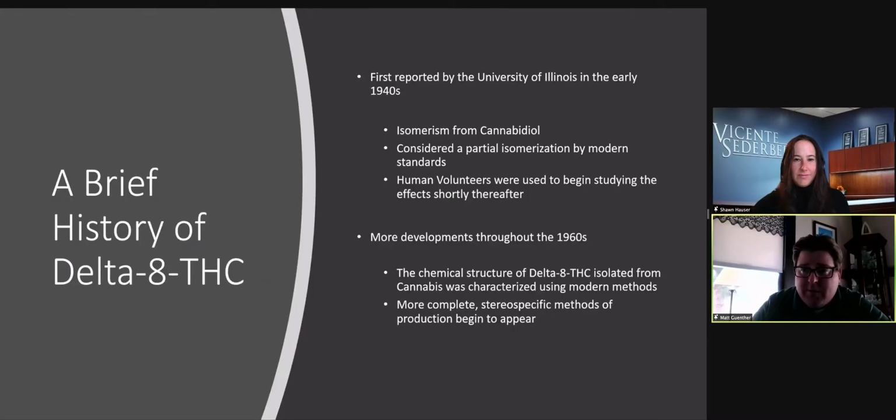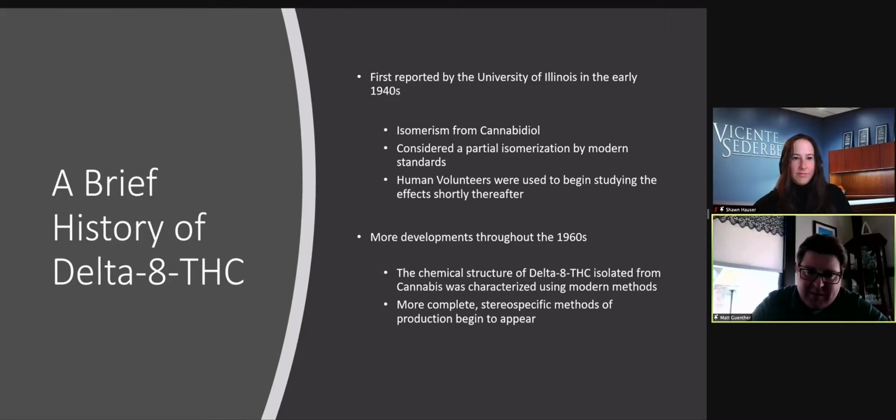It was first reported at the University of Illinois in the early 1940s. The journal I saw on it was August 1951. A couple interesting things I noted: they produced it with isomerism from cannabidiol 80 years ago, same thing we're doing now. And they thought that they had a really efficient reaction at the time. They bragged about it in the paper, and it turns out it really wasn't that good. But human volunteers, even at that time, were signing up to try it out and see what happens.